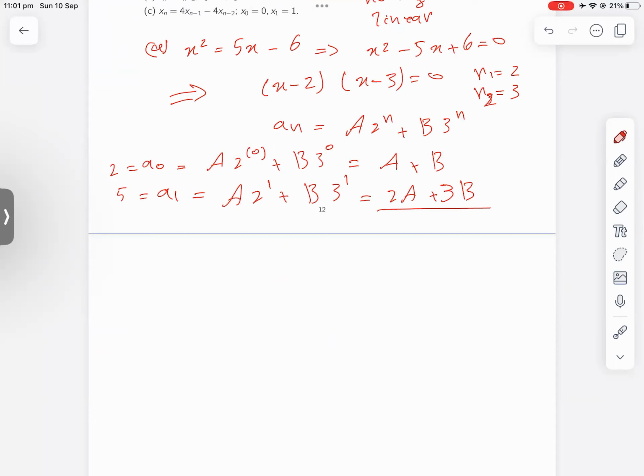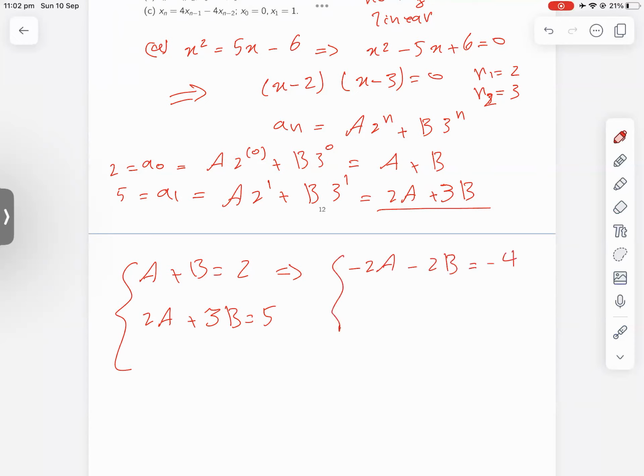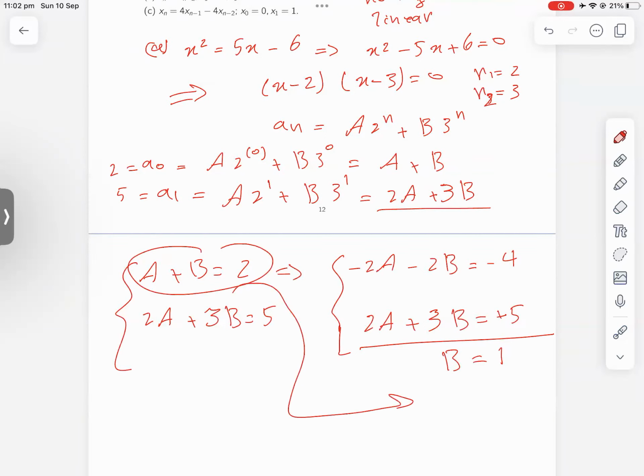So you can solve this. A plus b equals 2, and I can rewrite this. 2a plus 3b equals 5. And this one can be written as minus 2a minus 2b equals minus 4, as I multiplied it by minus 2. Adding 2a plus 3b equals 5, from here b is 1. And I can use this to see that a will be 1 as well.